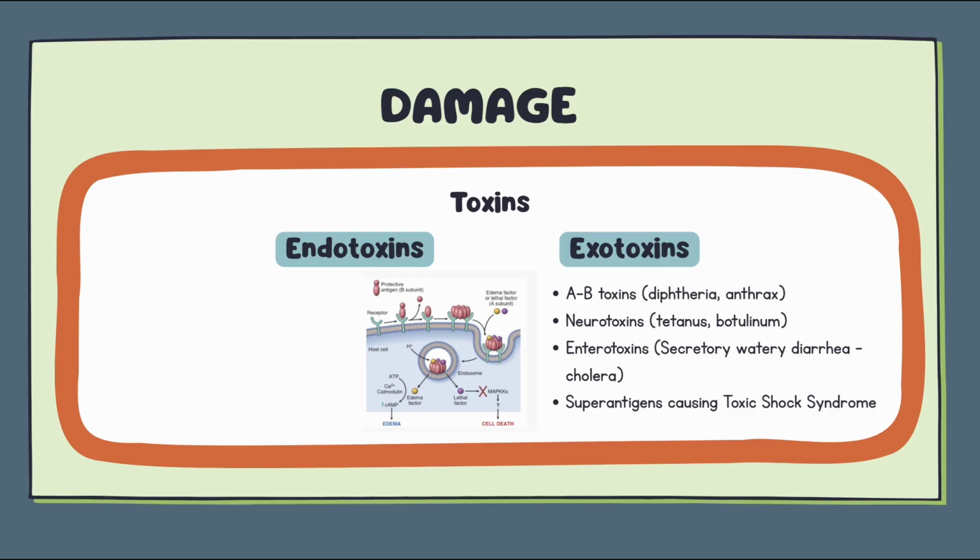What is toxic shock syndrome? Just a quick review of it. Toxic shock syndrome, toxins such as TSST-1 trigger very strong immune activation, and this results in symptoms such as high fever, red rash, and severe shock. So if you see high fever, a rash, and severe shock, think toxic shock syndrome.